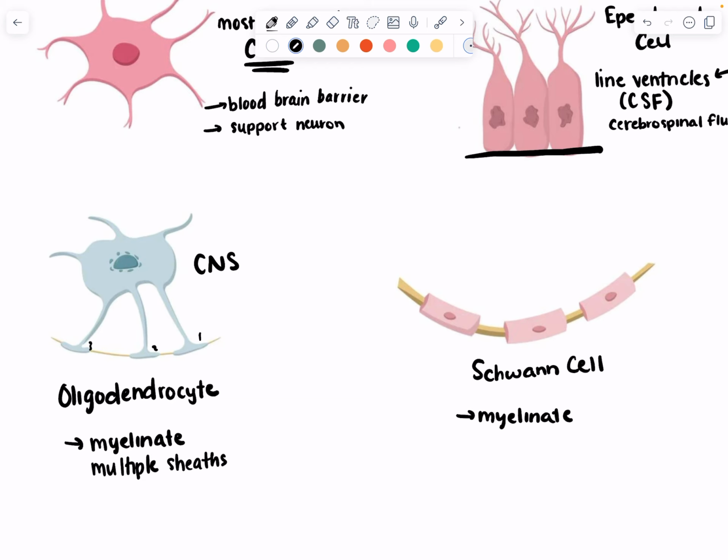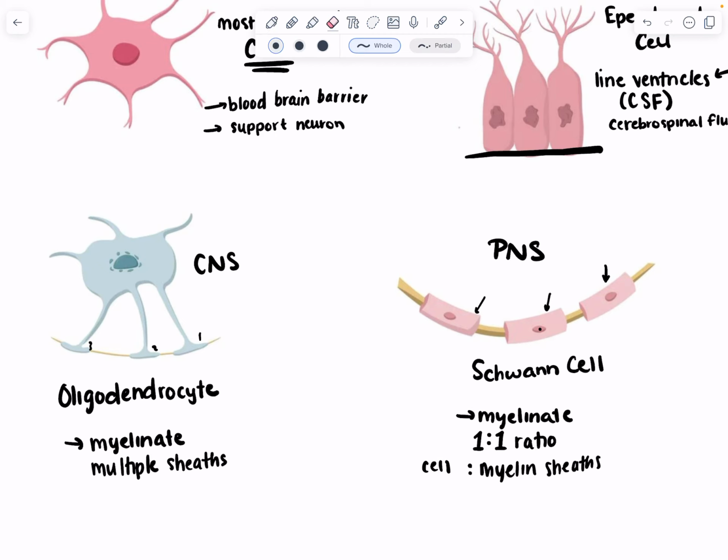My Schwann cell is only found in my peripheral nervous system. And it is going to only myelinate one. See how I have one cell for one myelin sheath. So in this picture, I have one oligodendrocyte. In this picture, I have 3 Schwann cells. So it myelinates in a 1-to-1 ratio of myelin sheaths to cell.